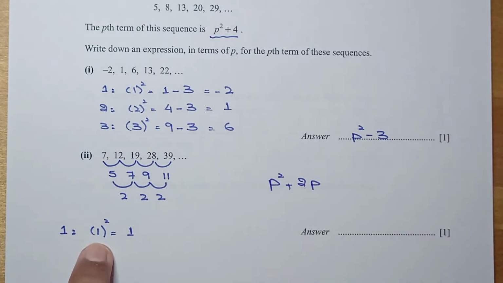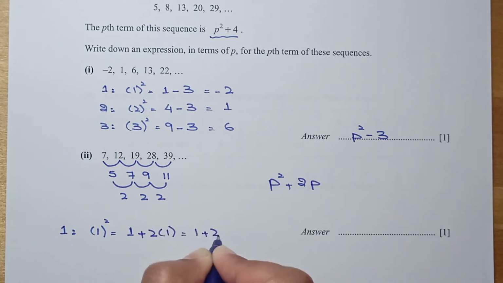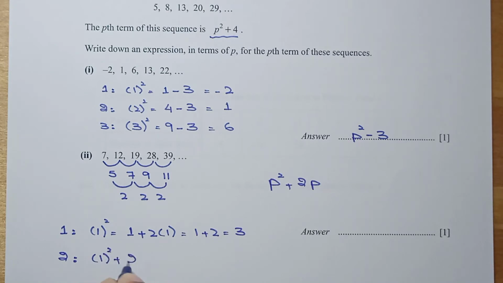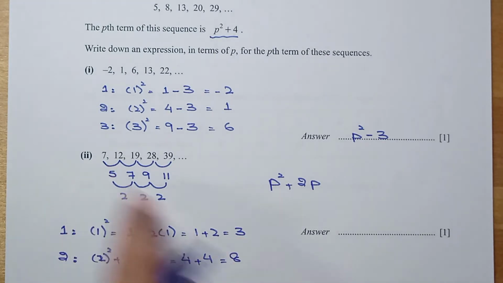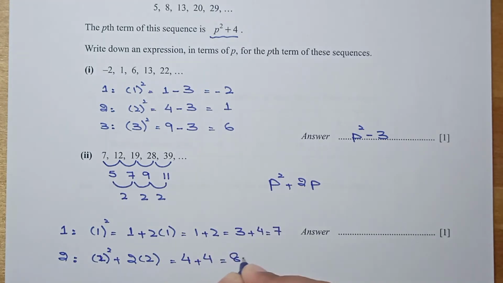For the first term we have 1 square, that is 1, and then we need to add 2 times 1. So 1 plus 2 is equal to 3, right? And for the second term we have 2 square, which is 4, plus 2 times 2, which is 4, so this is equal to 8. Now the first term we got is 3, but here we have 7. So how can we make 7? 3 plus 4 equals 7. 8 plus 4 equals 12. That is the second term.